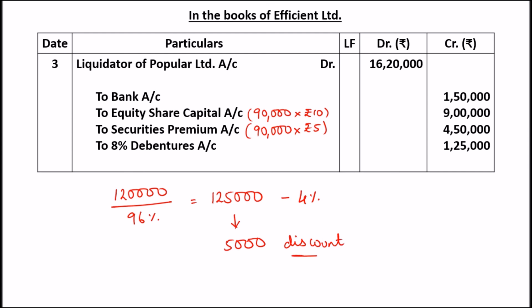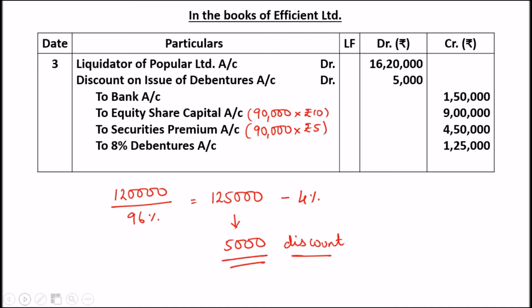Now discount being a loss will have a debit balance, so in the entry we will also have to debit discount on issue of debentures account. Amount is 5,000 rupees. And now the journal entry tallies. This was purchase consideration paid. That is the entire solution for this problem.